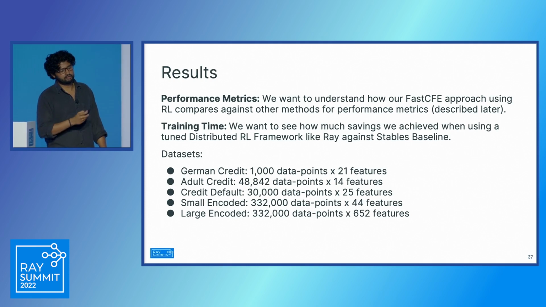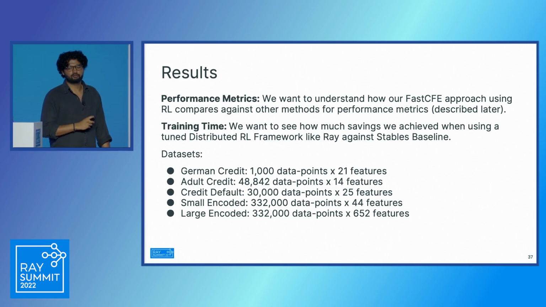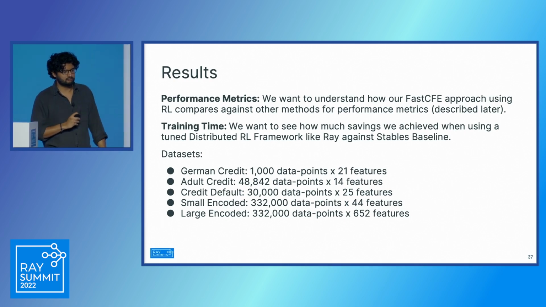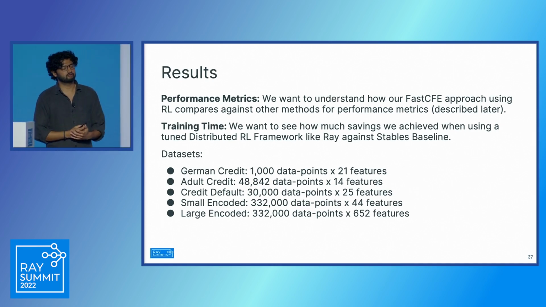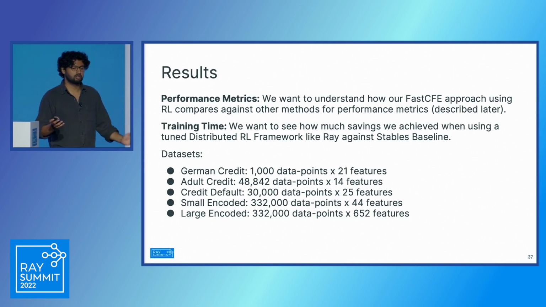For this, we looked at five data sets. 3 were open source and 2 were company sensitive. The 3 that were open source were German credit, adult credit, and credit default. And the other 2 were encoded with several different types of variables. I'd like to also say that these data sets represented a wide range of number of data points as well as number of features.